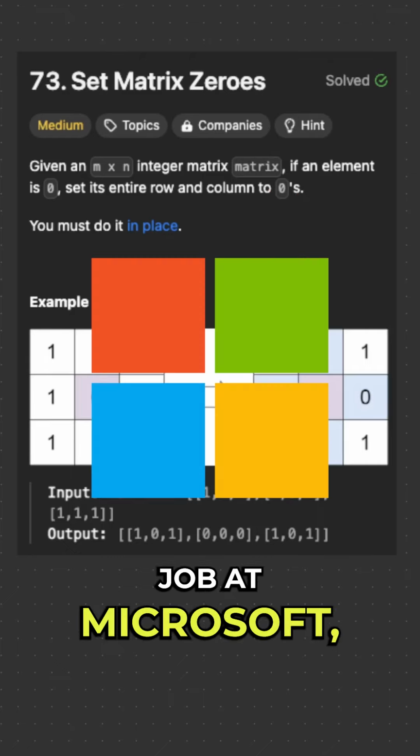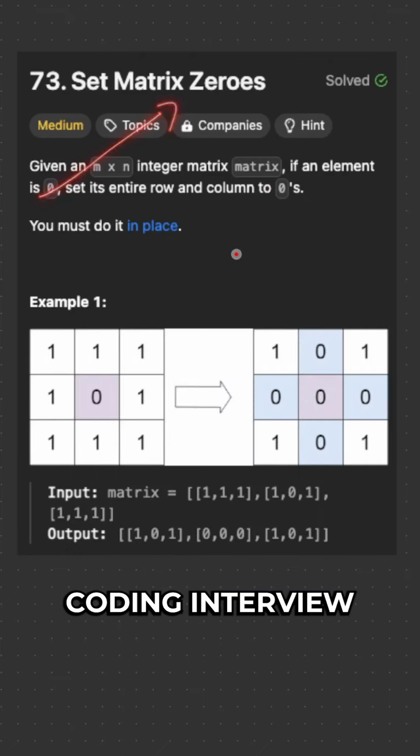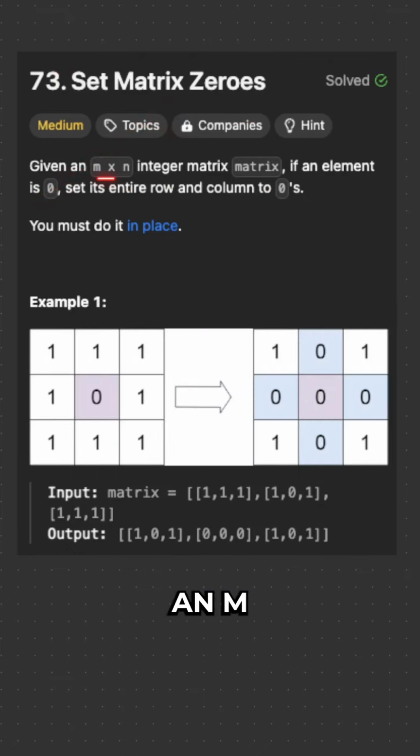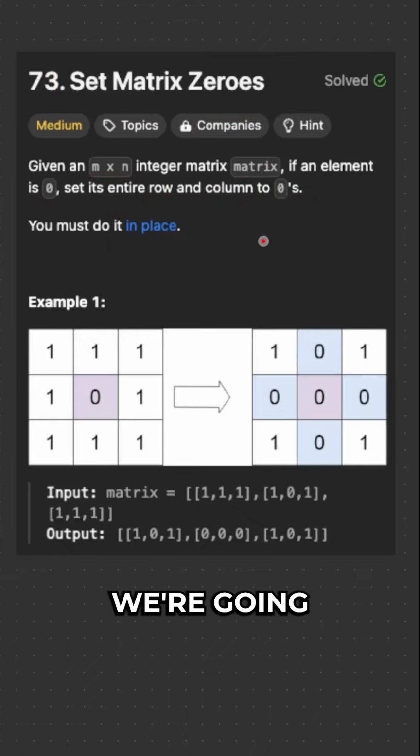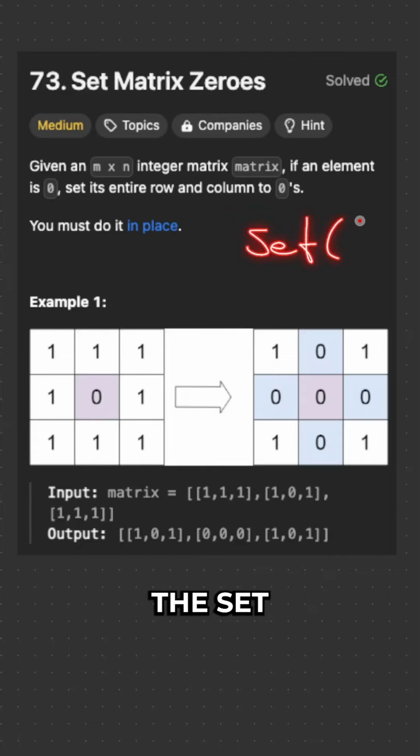If you want a job at Microsoft, then you need to be able to solve this grid-based coding interview question. So we're given an n by n grid. If an element is 0, set its entire row and column to zeros, and you must do this in place. Today we're going to be looking at a solution that utilizes the set data structure.